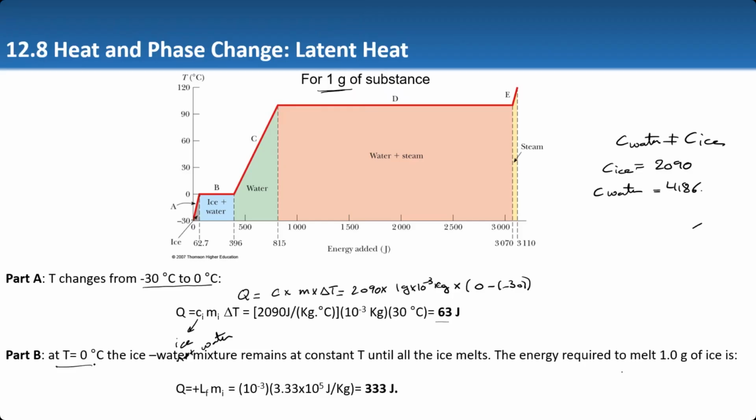Then at 0 degrees Celsius, the ice-water mixture remains at constant temperature until all of the ice melts. So for the melting, for the phase change, I will have Q equal to ml, where m is the mass, which is 1 gram, and L is the latent heat of fusion or melting. This is given in the table. It is 3.33 times 10 power 5. You find the amount of energy needed. It is 333 joules to melt all of the ice.